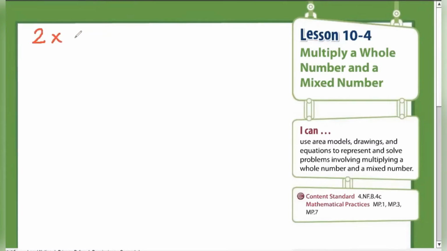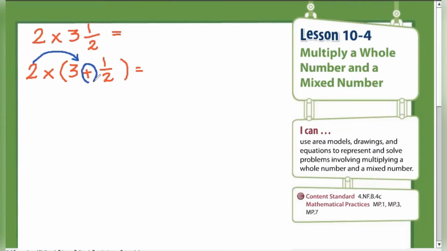2 times 3 and 1 out of 2. I have two ways to solve this type of problem. The first way, I can write the whole number as it is, times, and I will decompose the mixed number 2, 3 plus 1 out of 2. Now, teacher, I can use the distributive property to multiply 2 times 3 plus 2 times 1 out of 2.